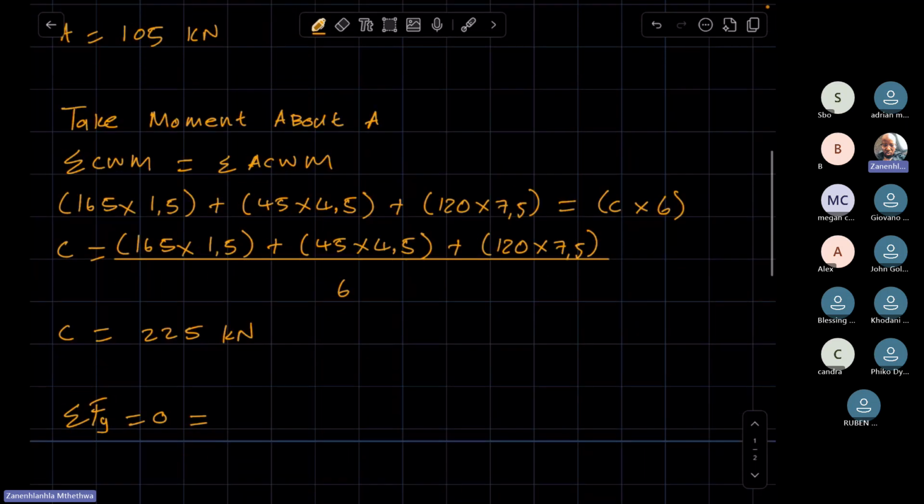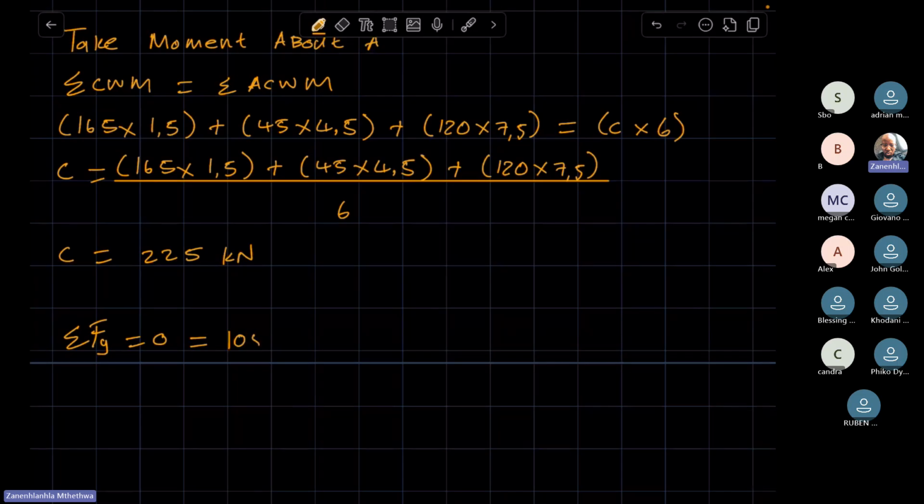Hence, from here we'll say forces going up, which is 105 plus the 225, forces going down, so minus 165 minus the 45 minus the 120. This here should be equal to 0. What do you get? Yes, 0.